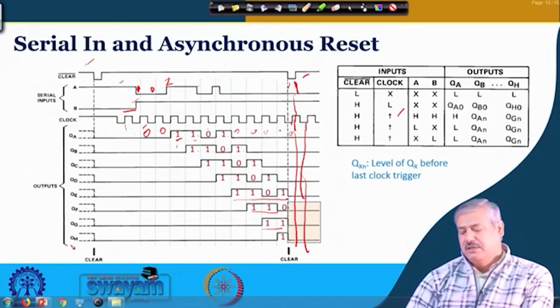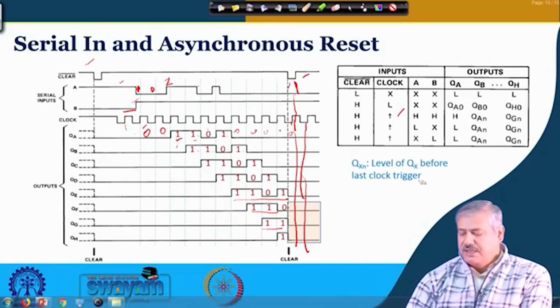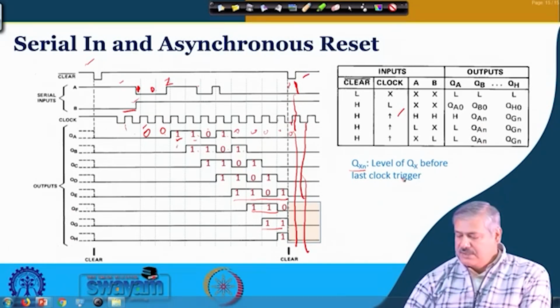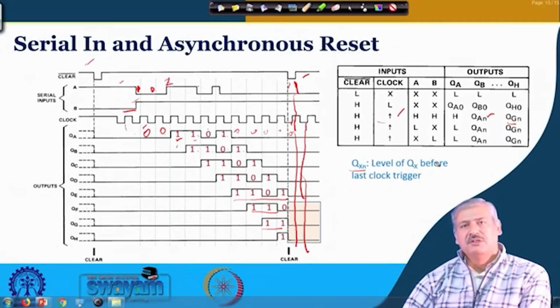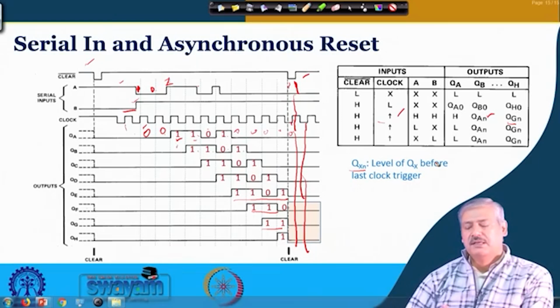So, this is how the serial data in comes, and output you can read from QA to QH parallelly directly, okay. And in the truth table also it is mentioned like this, QXN whatever is the value. QB takes the previous value of QA with the clock trigger, okay. QH takes the previous value of QG just before the last clock trigger, whatever value was there. So this is how you have to read the truth table, and the corresponding timing diagram would appear in this manner, and also you understand how asynchronous reset works.